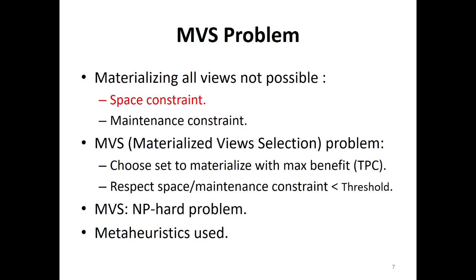Materializing all views is not possible due to two main reasons: the storage space and maintenance constraints. That leads us to the MVS problem, which is to choose among all views the set of ones that maximizes the benefit, or minimizes the total processing cost, when materialized. And of course, with respect to space or maintenance constraints, which cannot exceed a given threshold. For our work, we only consider the space constraint. The MVS problem is an NP-hard problem, therefore we use metaheuristics to solve it.